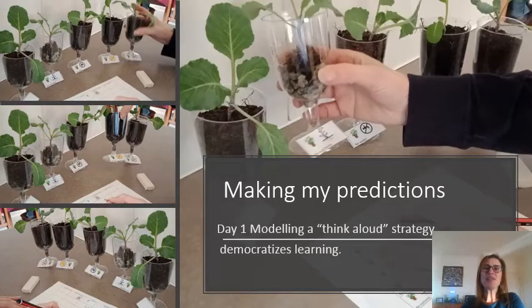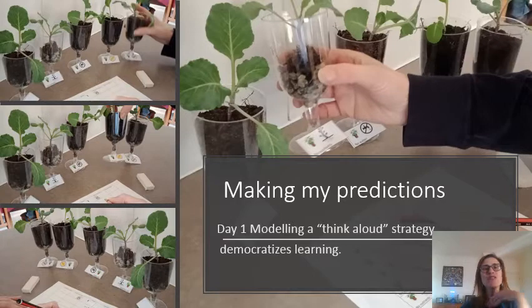I commenced scaffolding my activity by modelling a think aloud, the inquiry skills needed to make a prediction, such as making a connection to my prior knowledge. I would say, all these plants look healthy now, but I know the plants in my house always die because I forget to water them. I would draw a picture of what I imagine each plant would look like after a week without the essential element it was labelled with.